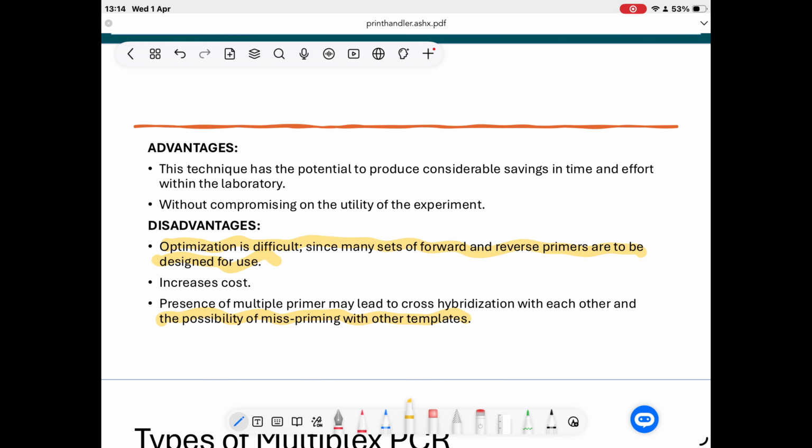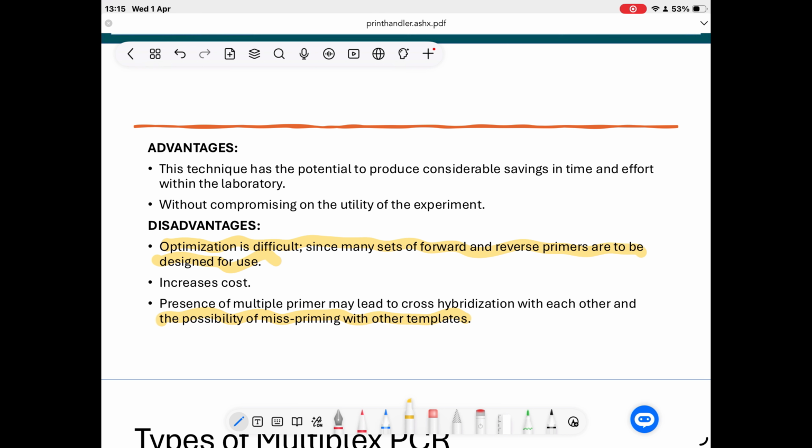Yeah, it lists the primary advantage as producing considerable savings in time and effort within the laboratory without compromising the utility of the experiment. Right, because in a high-throughput clinical laboratory or a forensic facility, hands-on technician time and thermal cycler real estate are the ultimate bottlenecks. Time is money. Exactly. If you're screening a cohort of 500 patient samples for 5 different mutations, running singleplex reactions requires 2,500 individual PCR setups. That's absurd. It's a nightmare. Multiplexing condenses that back down to 500. The throughput scaling is nonlinear. It completely transforms the operational capacity of the facility.